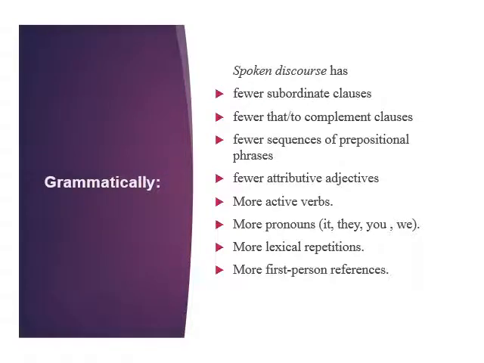Grammatically, spoken discourse has fewer subordinate clauses, fewer complement clauses, fewer sequences of prepositional phrases, fewer attributive adjectives, but more active verbs, more pronouns, more lexical repetition, and more first person reference. And the opposite is the case with written discourse.